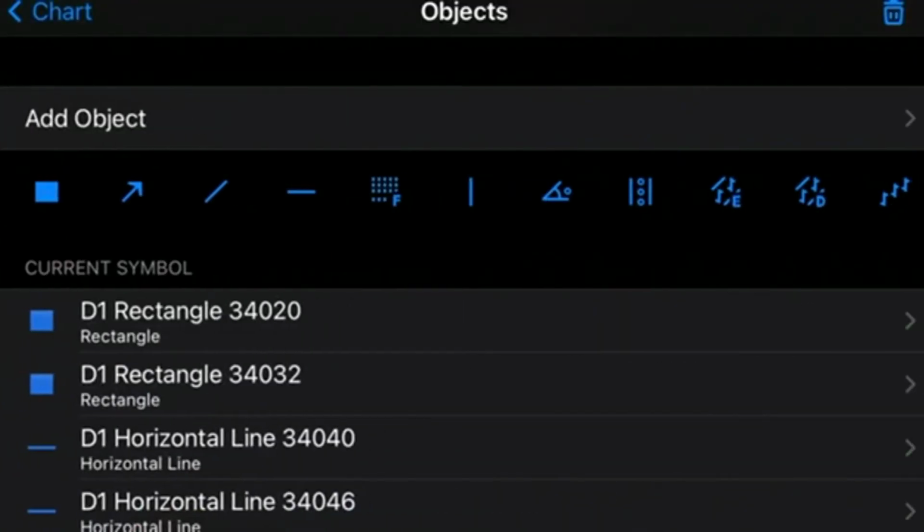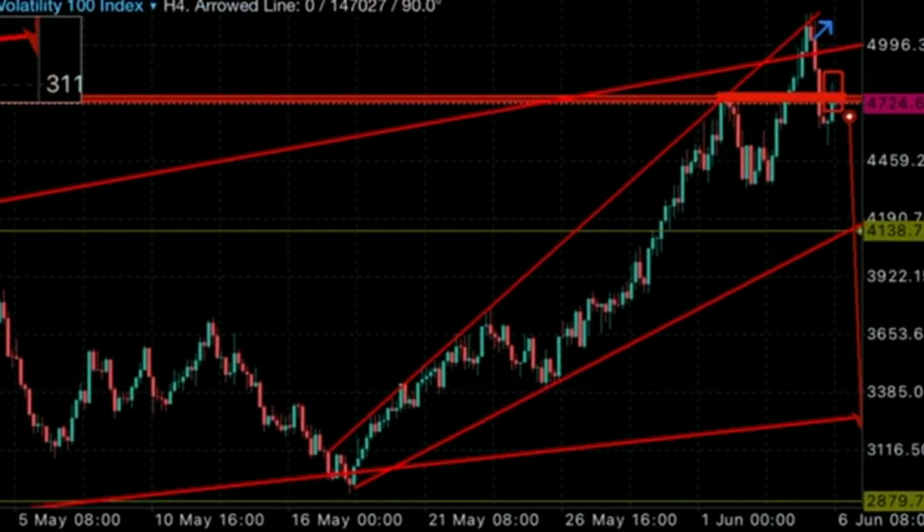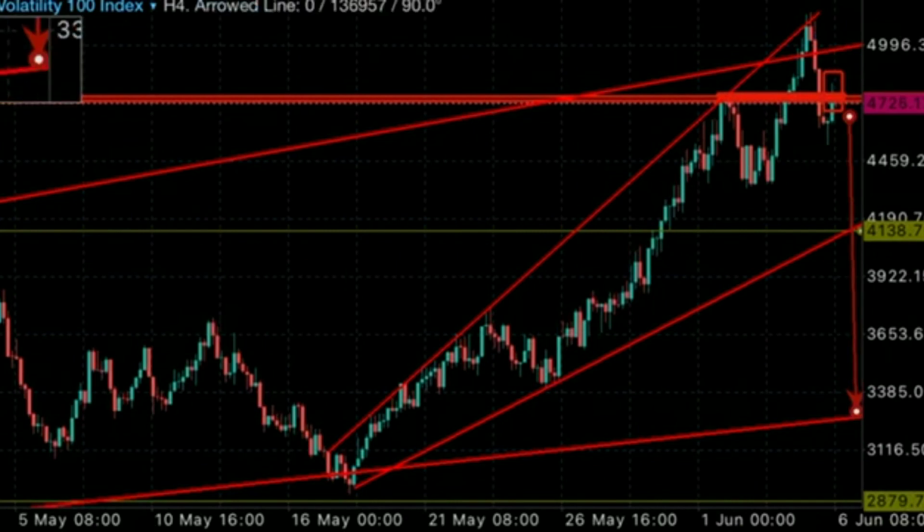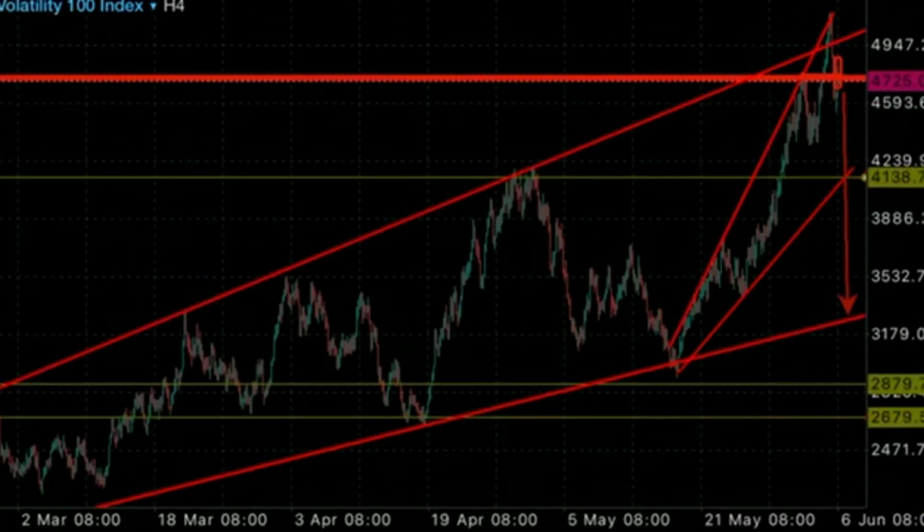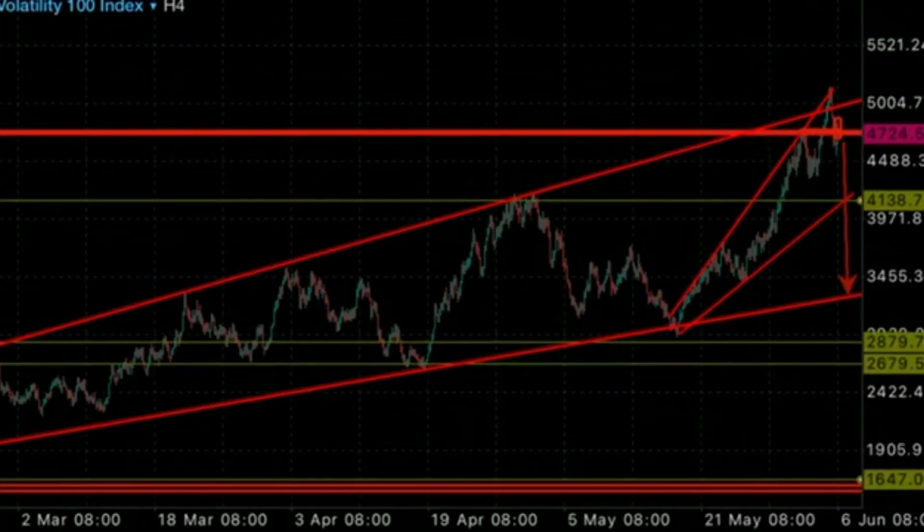So I hope you understood the lesson. Try to go deeper into it, understand it, and draw it on your chart too, and understand how I do this market analysis. This is the cell phone version.